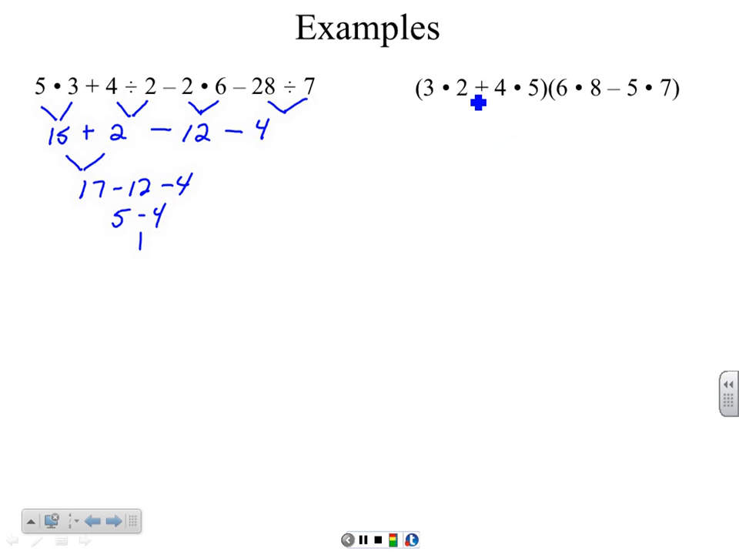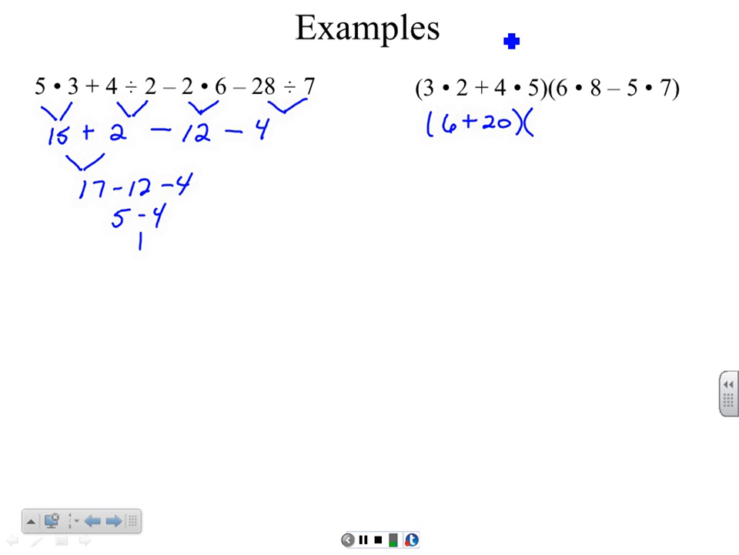Okay, the one on the right, look, we have grouping symbols. And inside the grouping symbols, we have two different operations. We have multiplication and we have addition. According to the order of operations, we do multiplication first and then our addition. So we're going to do 3 times 2, which is 6, plus 4 times 5, which is 20. So there's that grouping symbol.